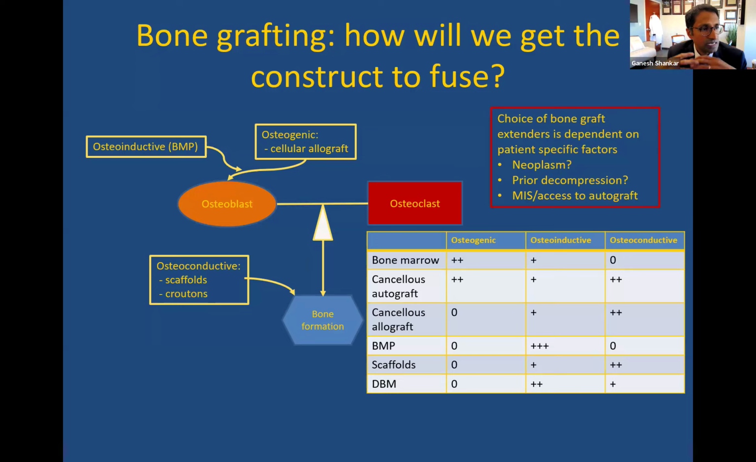And so this is a general rubric that we use in terms of osteogenic, osteoconductive, and osteoinductive properties of bone graft extenders in order to really push the balance towards laying down bone and increasing osteoblast activity. And there are different bone graft extenders that we use in the operating room for any number of cases. And these are widely used even in cases of oncology, except for maybe bone marrow and autograft.